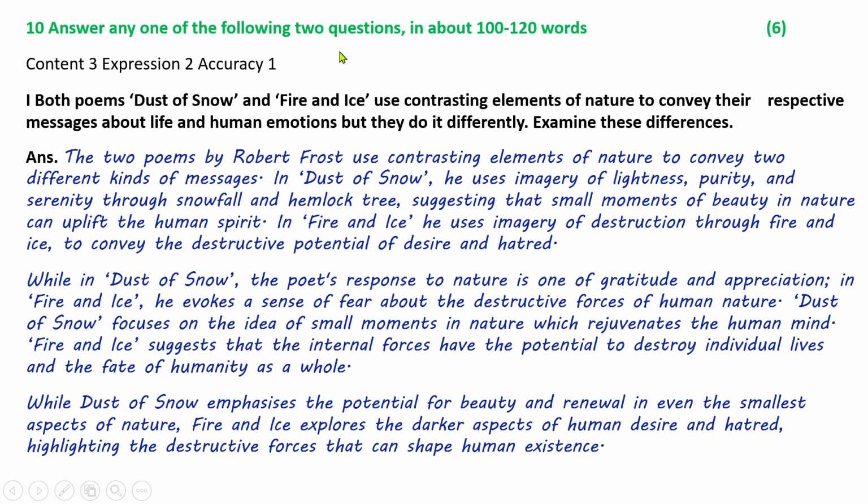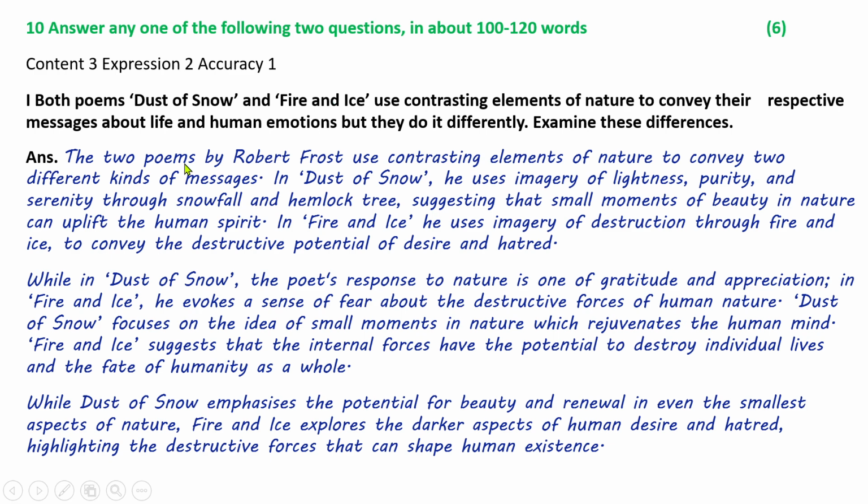Question 10. Answer any one of the following 2 questions in about 100 to 120 words. The marks allotted is 6. For content, there is 3 marks allotted, for expression 2 marks, and for accuracy 1 mark. Question 1. Both poems, Dust of Snow and Fire and Ice, use contrasting elements of nature to convey their respective messages about life and human emotions, but they do it differently. Examine these differences. So we'll have to see how the natural elements are used differently by Robert Frost in the poems Dust of Snow and Fire and Ice.